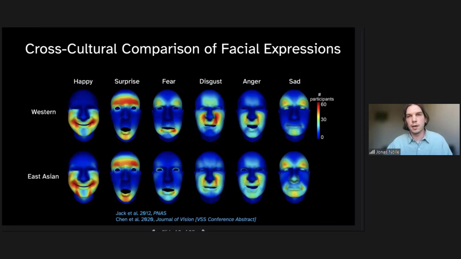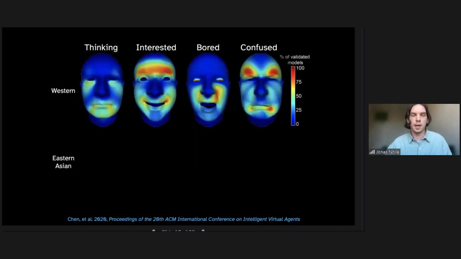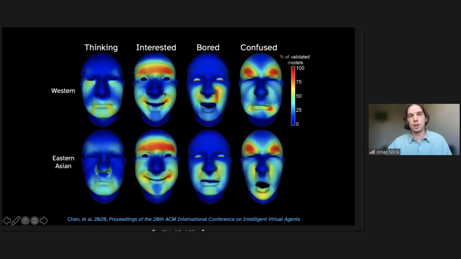And now looking at a different set of social messages, namely conversational messages like thinking or bored. Here my colleagues used the same approach to look at the patterns across Western and East Asian participants. And you can see that we can look at the activation and compare which one is similar and which one is different. You can see, for example, there's some variation here, like the open mouth and the confused expression between these two cultures.